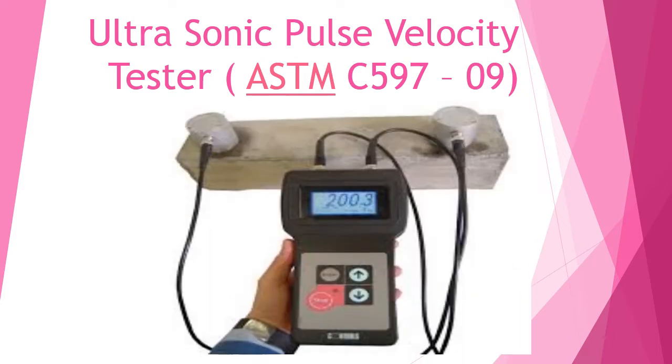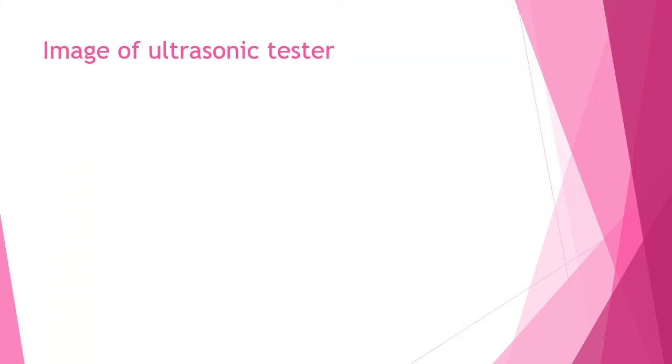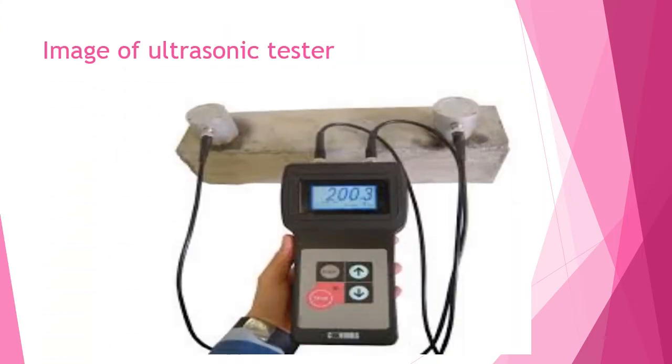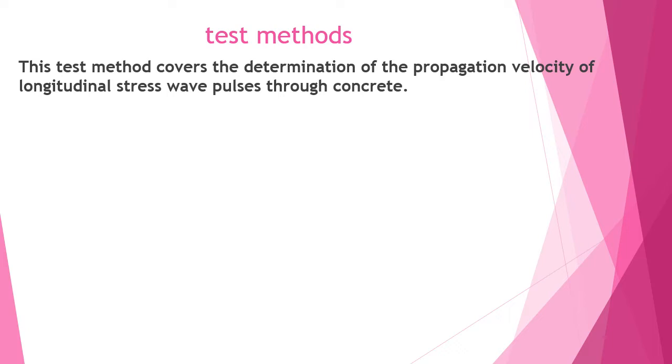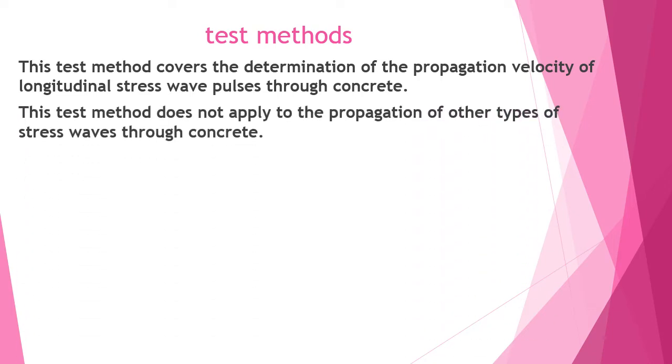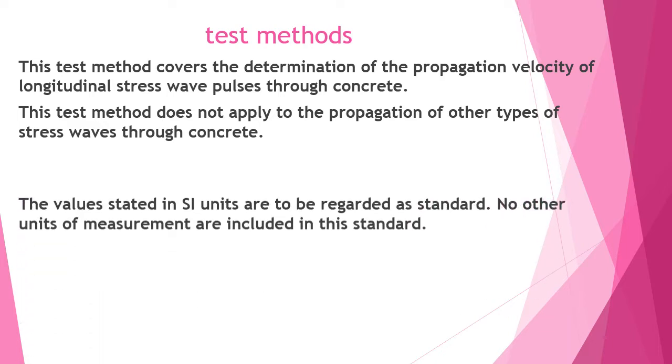This is the equipment which has been used for ultrasonic velocity test. This is the image of the ultrasonic tester. Test methods. This test method covers the determination of the velocity of the longitudinal stress wave pulses through the concrete. This test method does not apply to other types of stress waves through concrete.